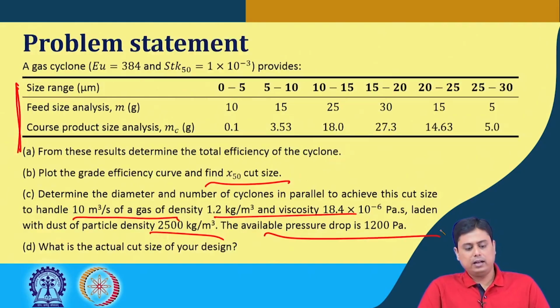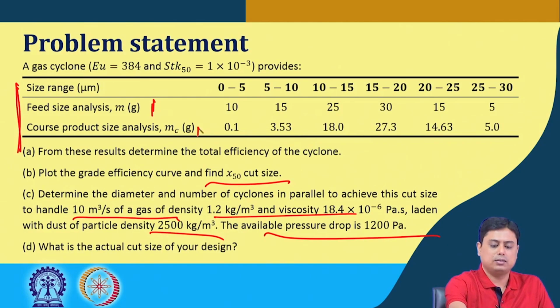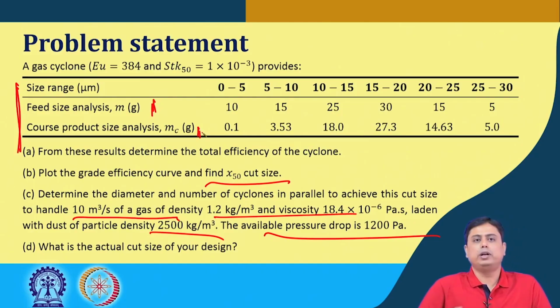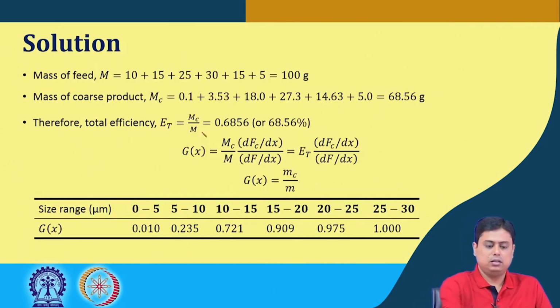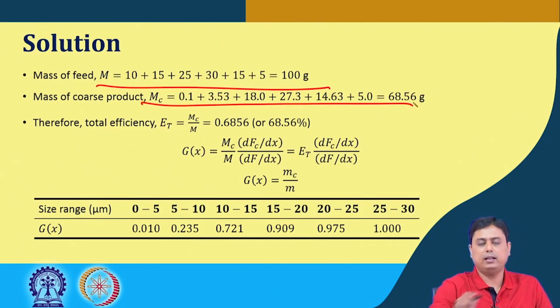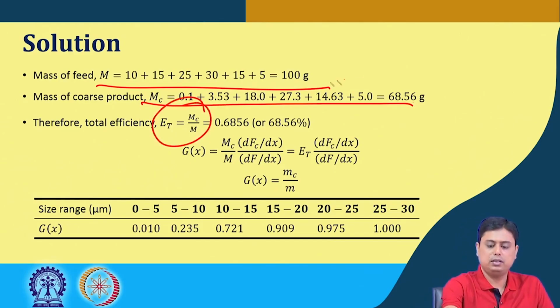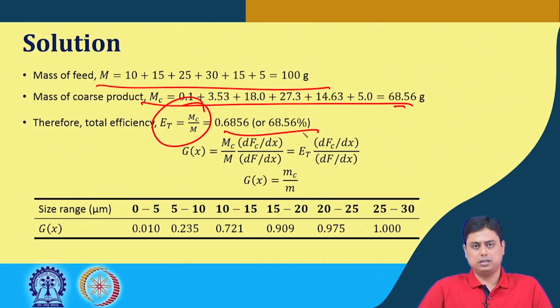So, the values are given in mass, the cumulative fraction, the cumulative distribution. So, that means if you add those, you get the total mass of the feed. If you add the coarse product, you get the total coarse product. So, the total efficiency is the ratio of these two, which is 68.56%.